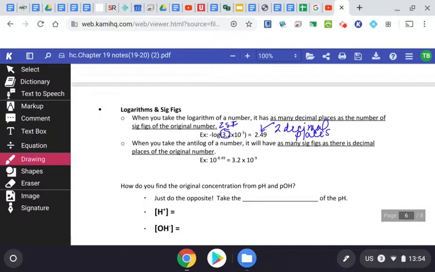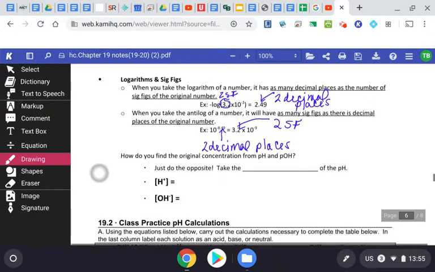Now, if I do it in the reverse order and I take the anti-log of a number, it's going to have as many sig figs as there are decimal places. So in 8.49, I have 2 decimal places, which gives my answer 2 sig figs. So as we do these pH calculations, we'll be looking very carefully at our number of sig figs and decimal places with our answers.